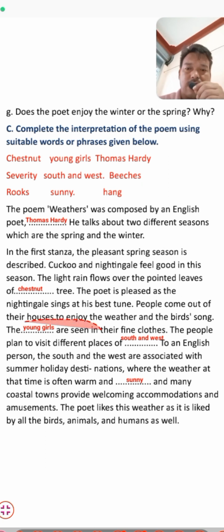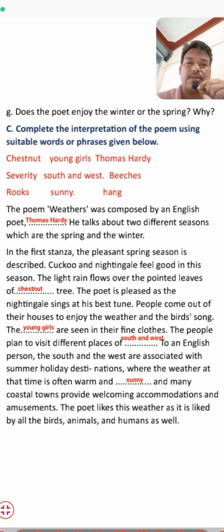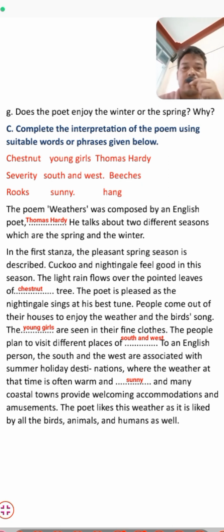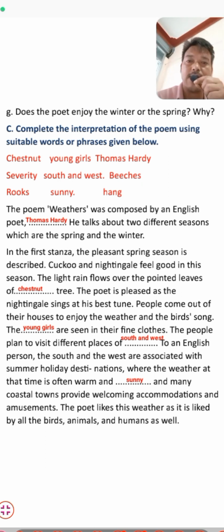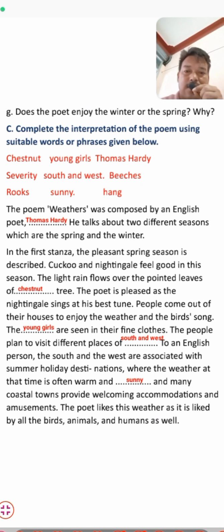The people come out of their houses to enjoy the weather and the birds. Here the blank: who are seen in fine clothes? Young ladies. Yes, young girls, maids. The young girls are seen in their fine clothes, and the people plan to visit different places, where? The south and west is the right answer. And the weather at that time is often warm and sunny in many coastal towns. Sunny, students, would be the right word here.